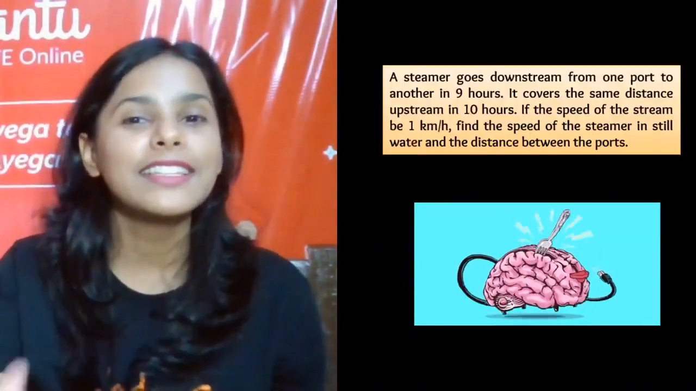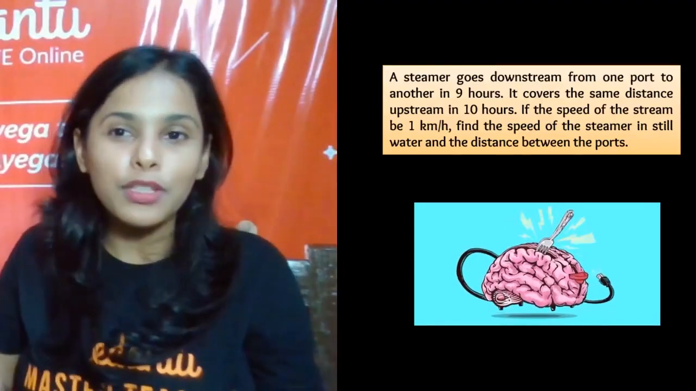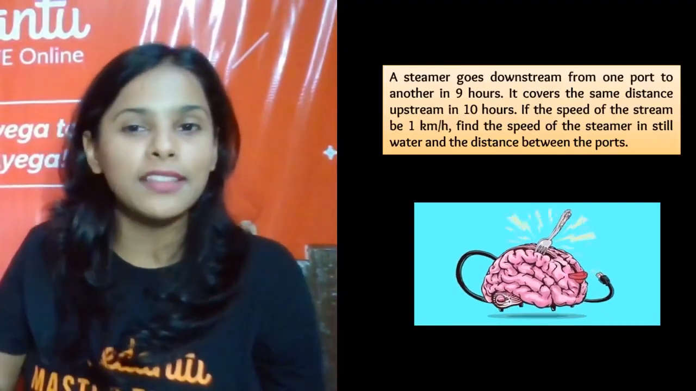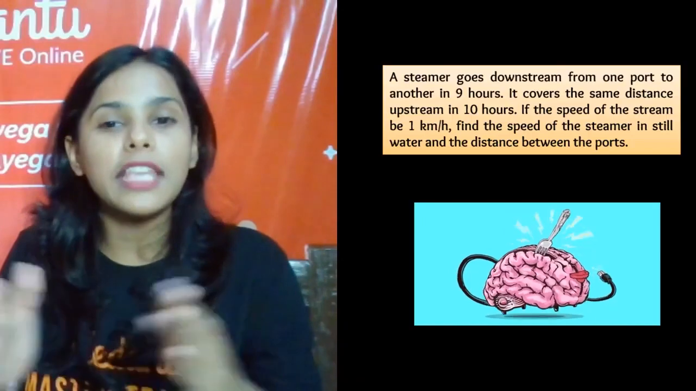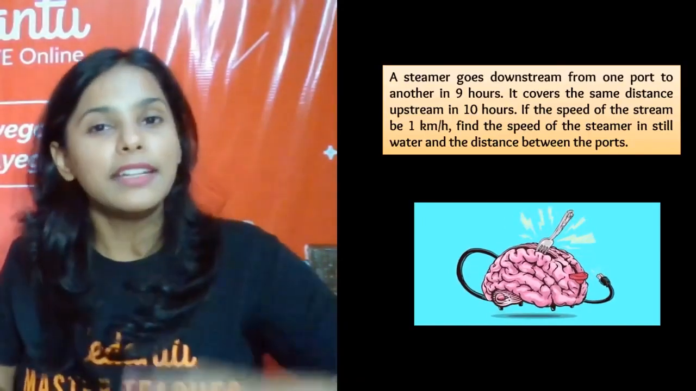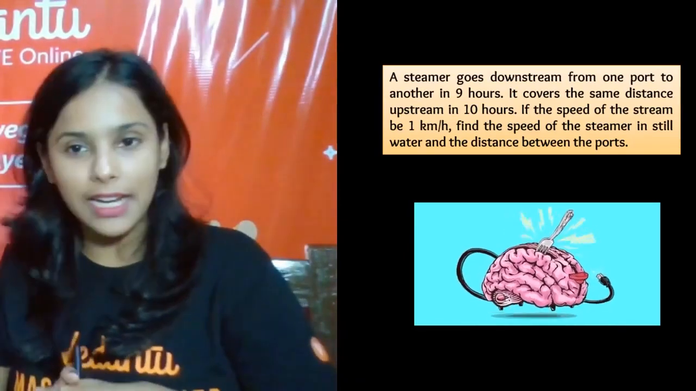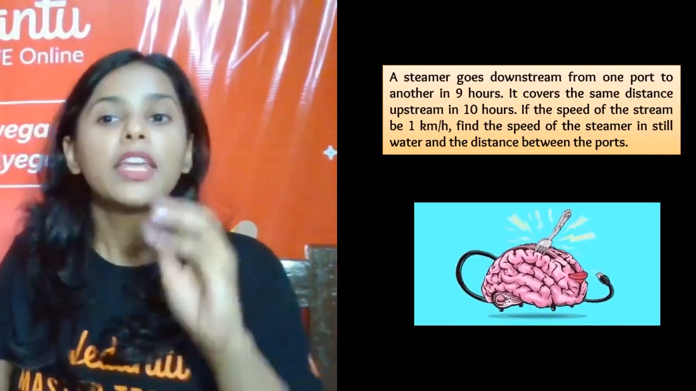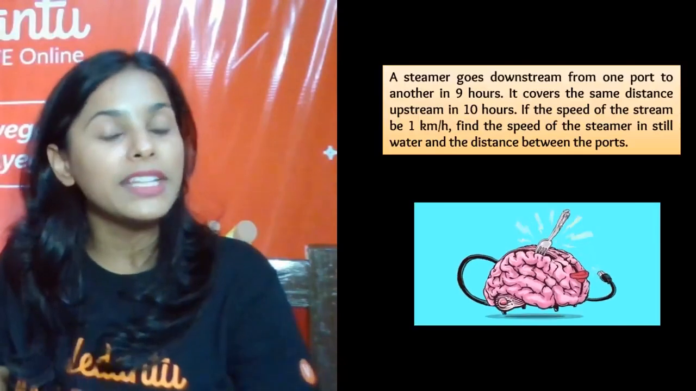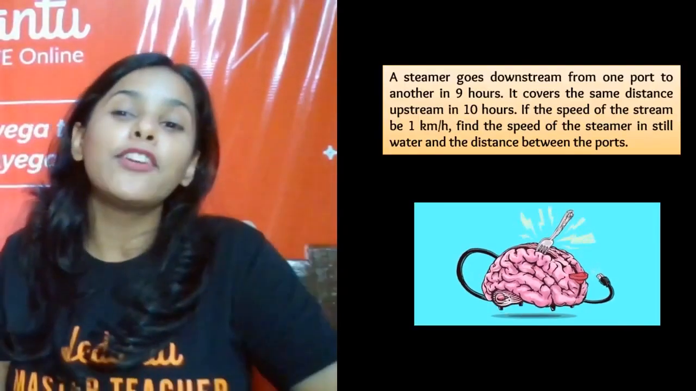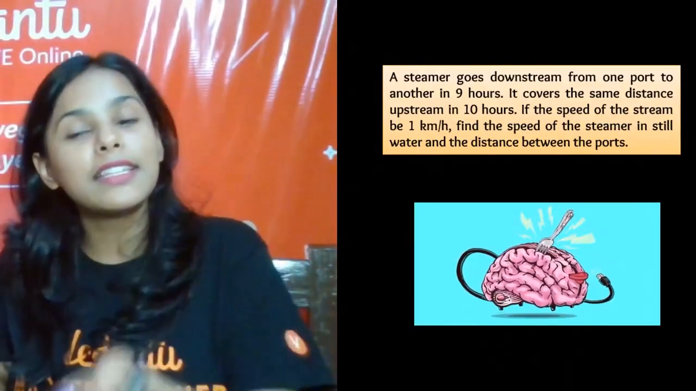ठीक है, this is the question. A steamer goes downstream from one port to another in 9 hours. It covers same distance upstream in 10 hours. Downstream जाता है तो 9 hours, upstream जाता है तो 10 hours. Distance is equal. ठीक है, if the speed of the stream is 1 kilometer per hour, find the speed of the steamer in still water and distance between the port.